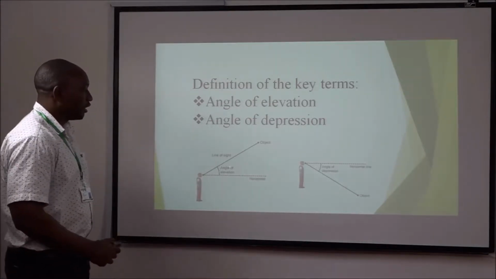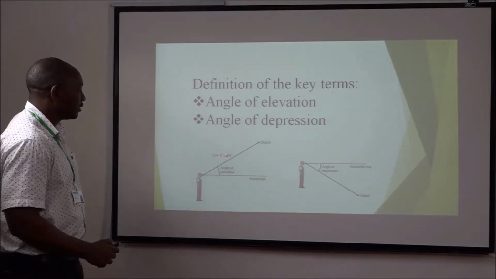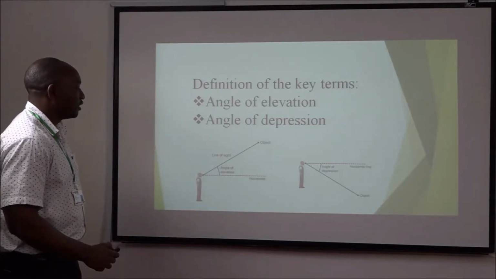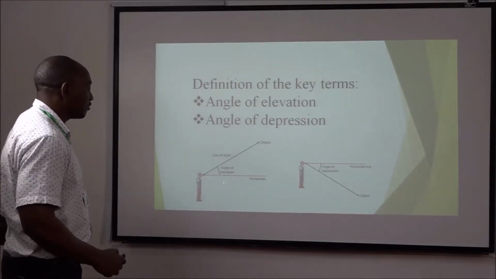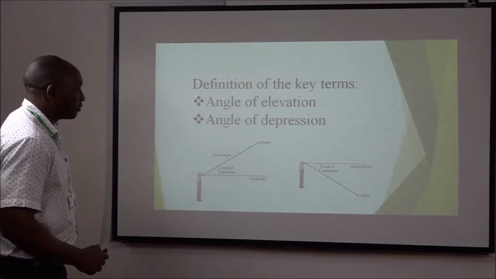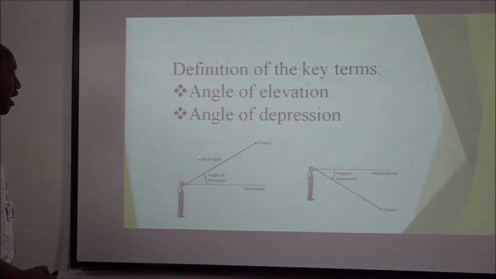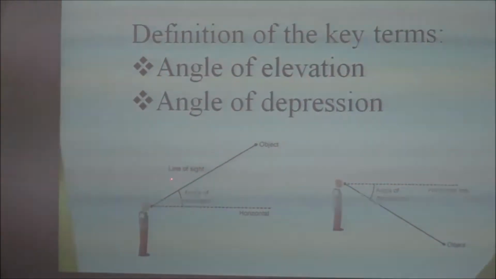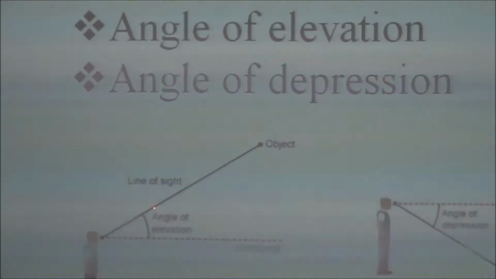to define some terms. So we have terms like line of sight, angle of elevation, and we have this horizontal and we have this object. So let us use this to define those two terms. Starting with line of sight. Line of sight is the line joining observer's eye and the point to be observed. So from this diagram, this is the line of sight.